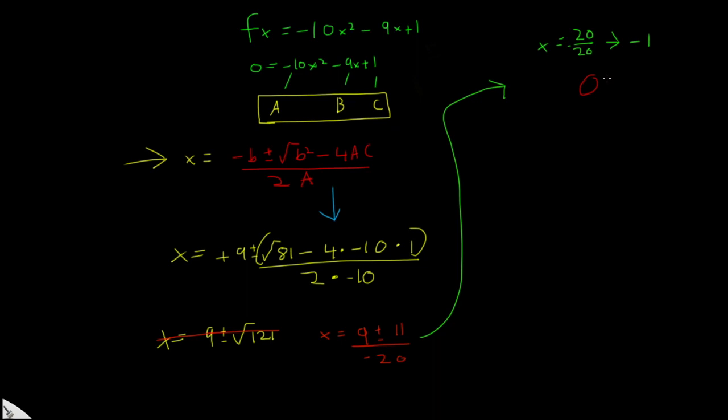or x could be equal to 9 minus 11, which is negative 2 over negative 20, which is just 1/10. And if you actually look at our graph, these 2 points will be the points that x will intercept, negative 1 and 1/10.